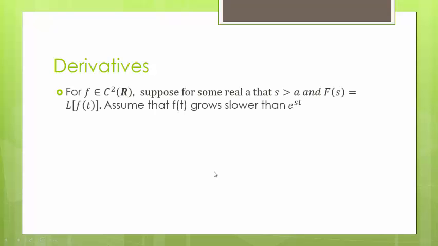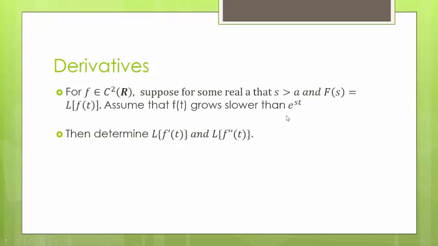Something else that I want to discuss: when I say a function is of C2 class, it is continuous and differentiable. The second derivative is also continuous and differentiable over all the reals. So for such a function, suppose that for a real number a, such that s is greater than a, the Laplace transform of the function is given by F of s.